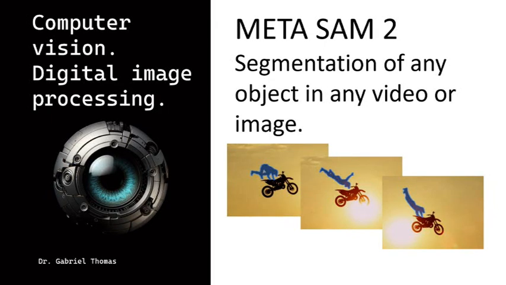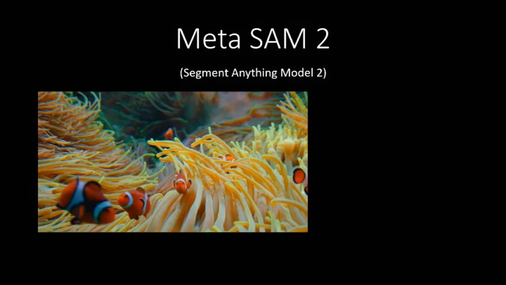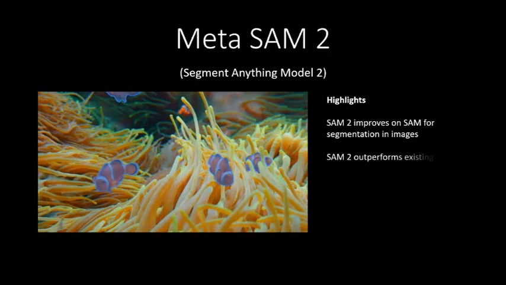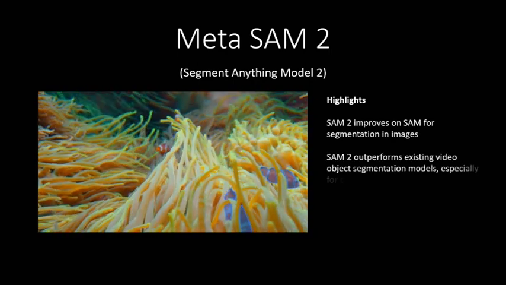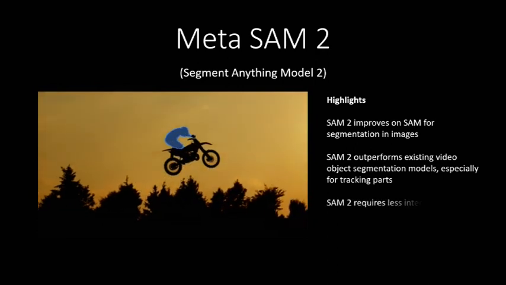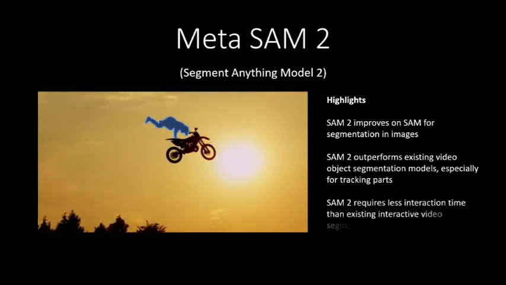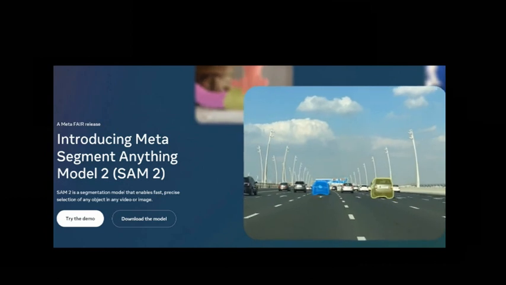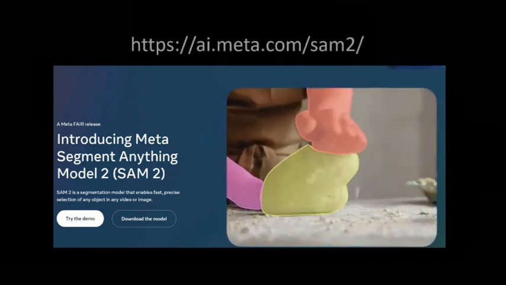Hi, this is going to be a quick review of the newest segmentation model released by Meta. Some of the highlights mentioned by the company is that the newest SAM improves on SAM, the original one, for segmentation in images. It outperforms existing video object segmentation models, especially for tracking parts. And it also requires less interaction time than existing interactive video segmentation methods. You can check the homepage of this model in the address provided above.